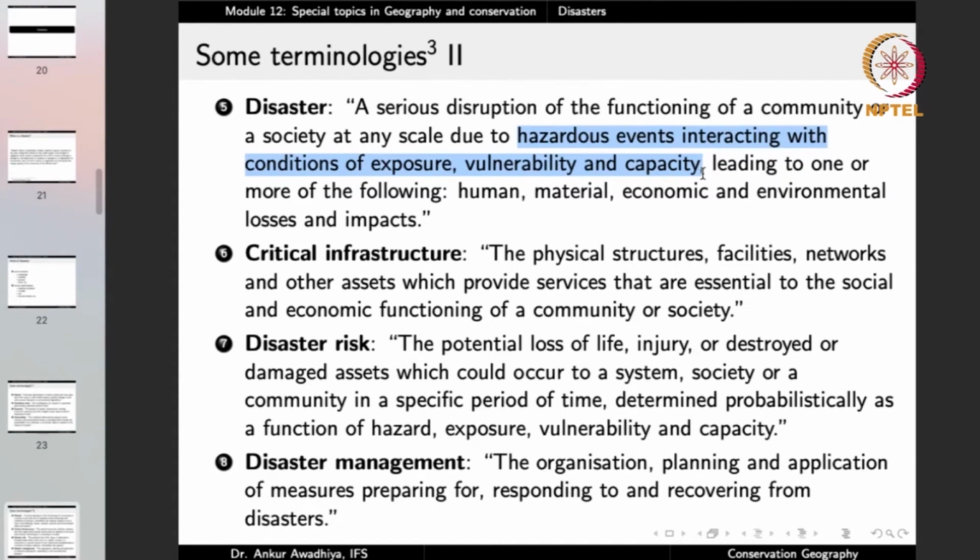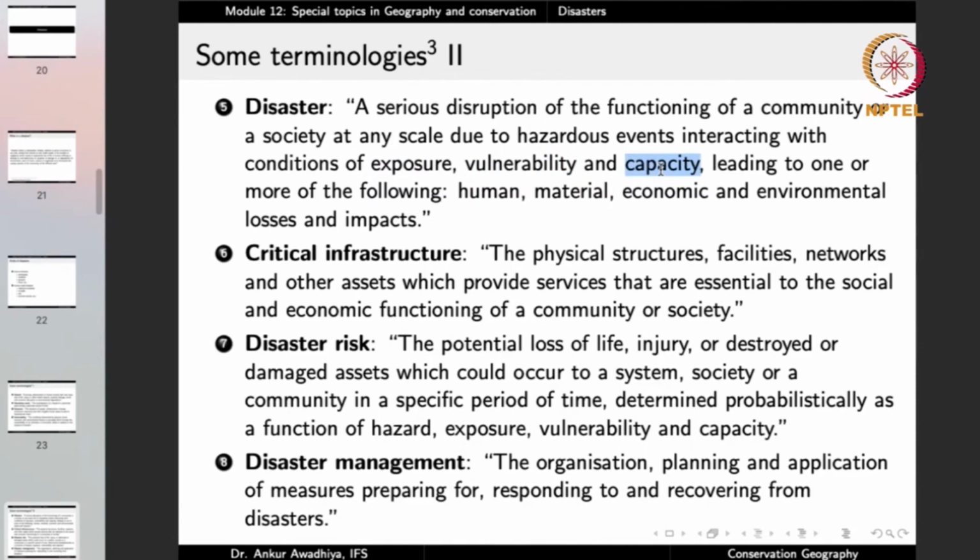Another way of saying the same thing, but in this case we are emphasizing that if there are hazardous events, now hazardous events are the manifestation of the hazard. So the hazard has actually happened, but you also have a condition of exposure, vulnerability, and a reduced capacity of the community to cope, then you will have a disaster. So when we say that it is beyond the coping capacity, here we are talking about the capacity. So you need to have hazardous events together with a situation of exposure, vulnerability, and reduced capacity. Only then you will have a disaster.